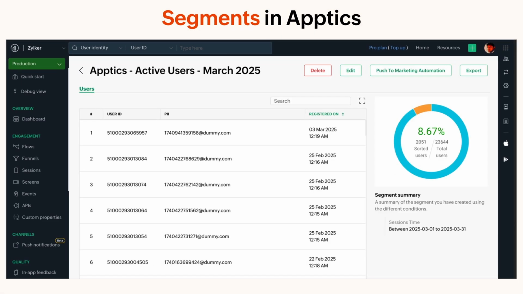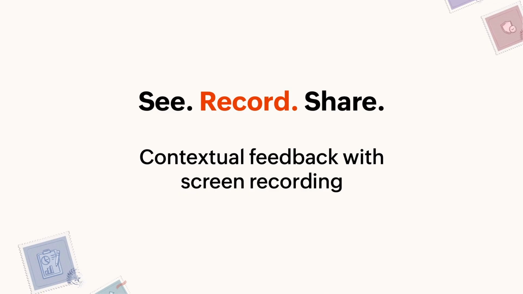So this is how the segment console looks like. There will be the user ID and the email ID of your users, along with the ratio of users who were active for the past 30 days, based on the configuration that you do while you're creating the list. Coming up next is see, record, and share.